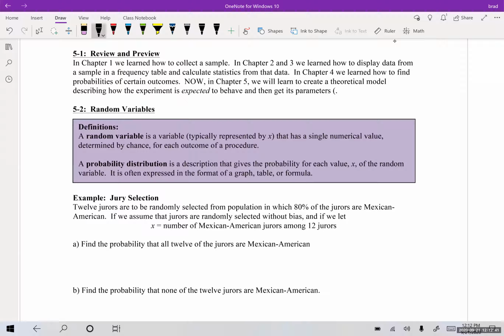So in chapter 1, we learned how to collect samples. In chapters 2 and 3, we learned how to display data from a sample in a frequency table and calculate statistics from data. In chapter 4, we learned how to find probabilities of certain outcomes. Now in chapter 5, we will learn how to create theoretical models describing how the experiment is expected to behave and then get its parameters. So this is the big thing. We're going to say, based on the information given, this is how it should work. This is what should happen. So this is kind of like that expectation.